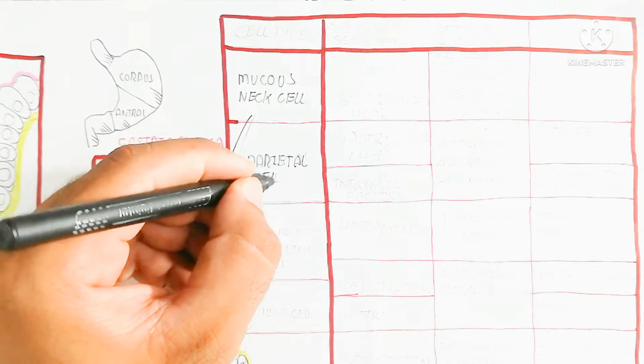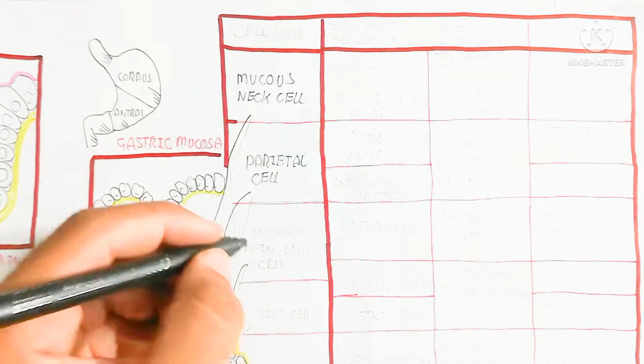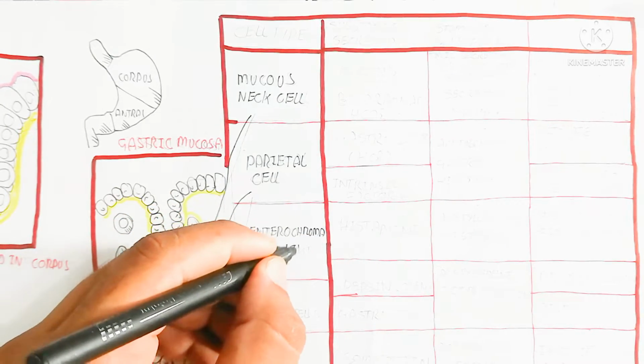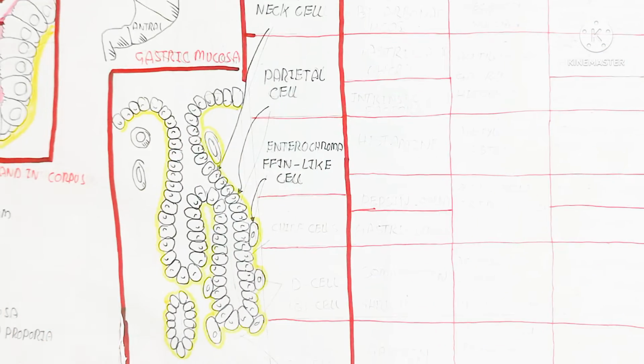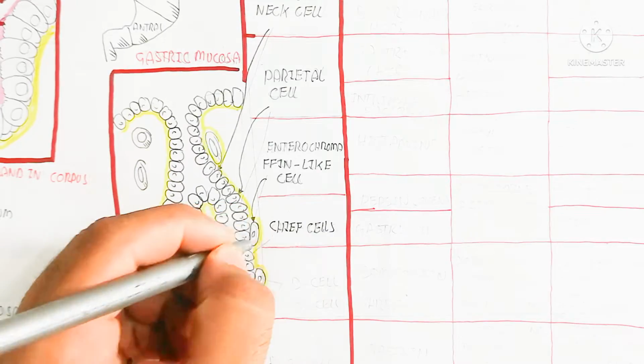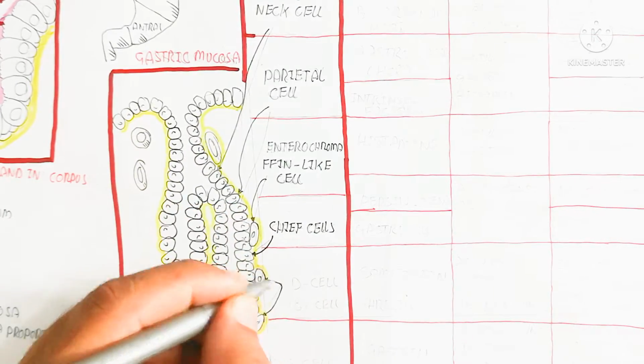Carbohydrate will not digest, but it will be mixed, and saliva will be produced continuously for mixing and hydrolyzing. Here are the mucous neck cell, parietal cell, and the enterochromaffin-like cell. On the other hand, there are the chief cell, D cell, epsilon cell, and G cell.